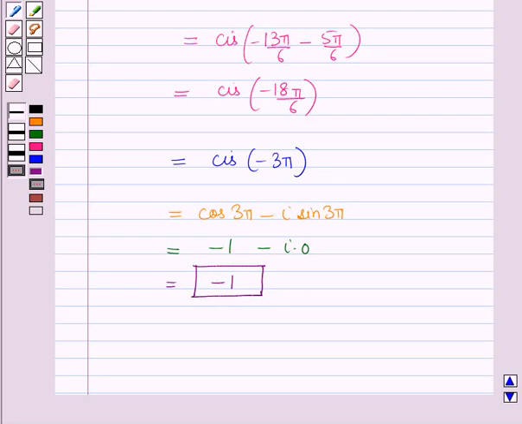So this is the solution of the given question, and that's all for this session. Hope you all have enjoyed the session.